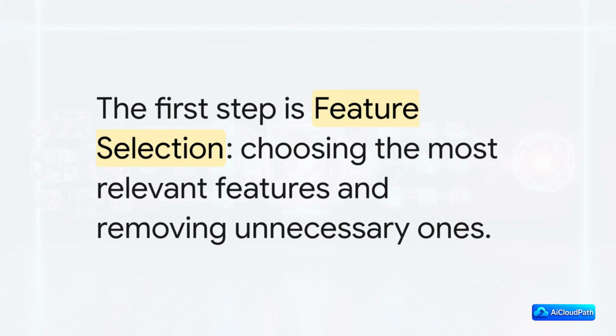The first step is feature selection. And it sounds super simple, but it is absolutely critical. We have to choose the most relevant pieces of data and, maybe even more importantly, get rid of all the useless junk, the noise that can just confuse our model. The more irrelevant stuff you have, the harder it is for the model to find the real patterns.